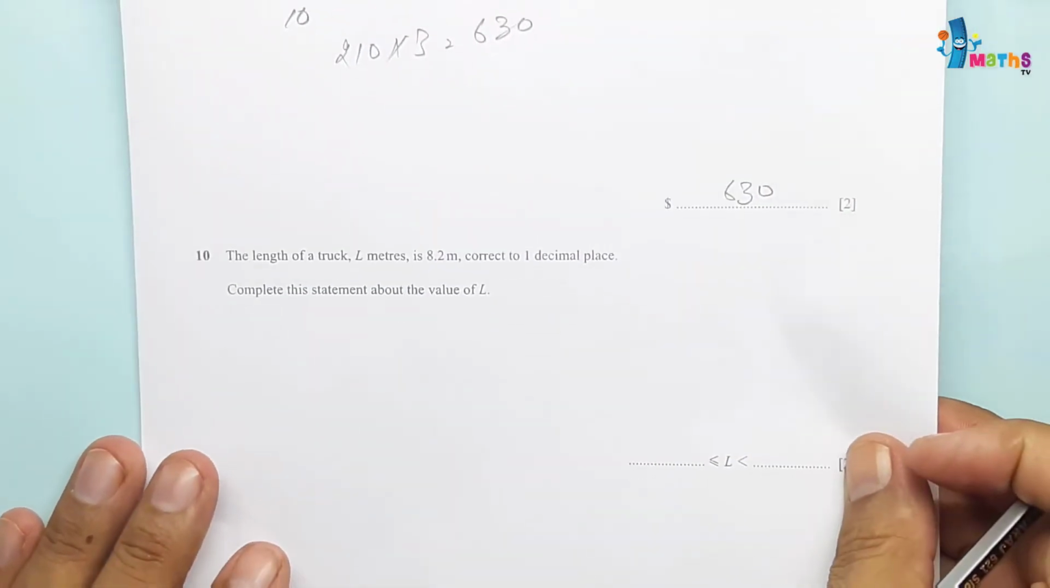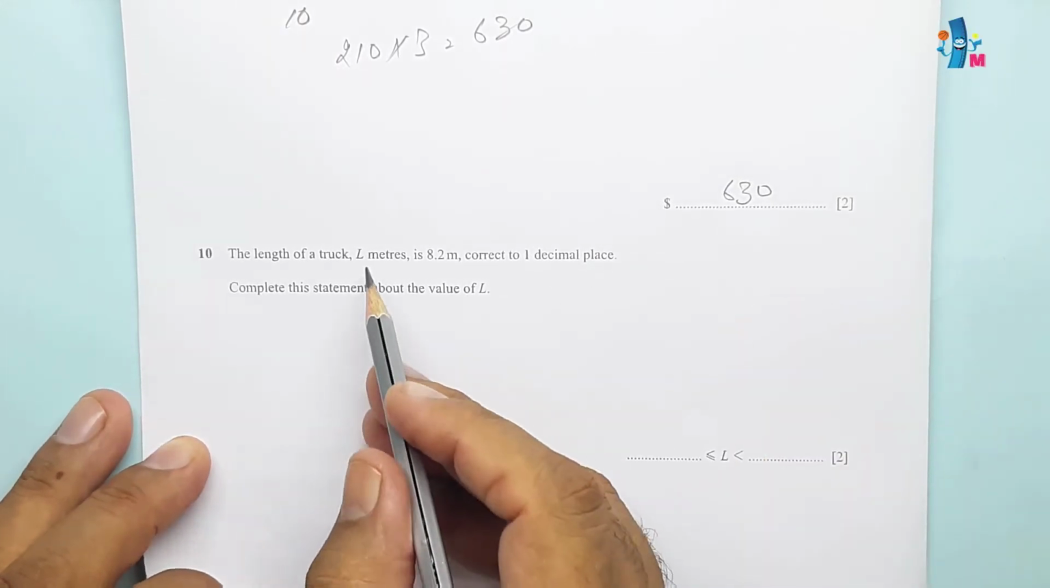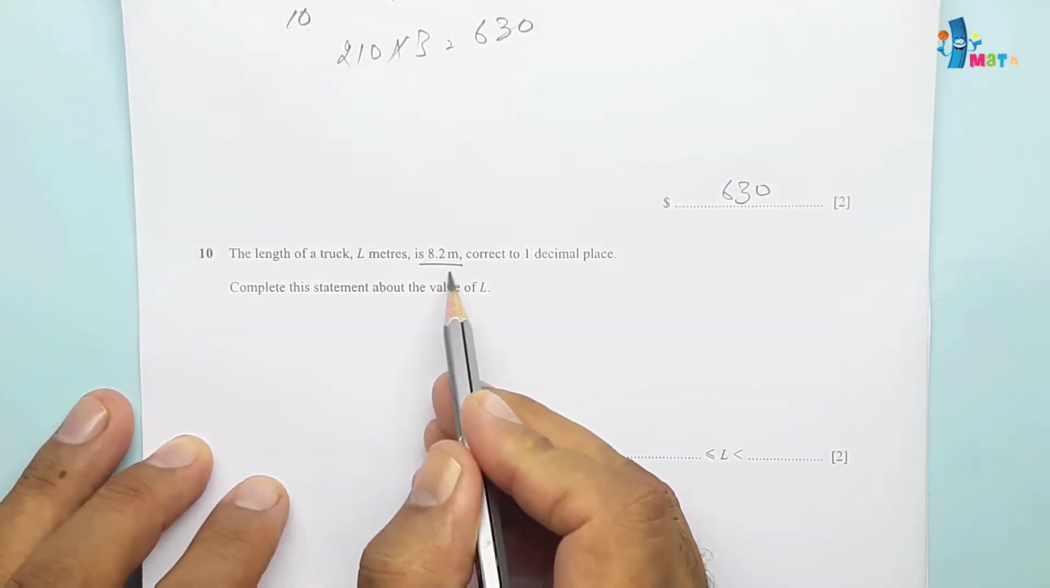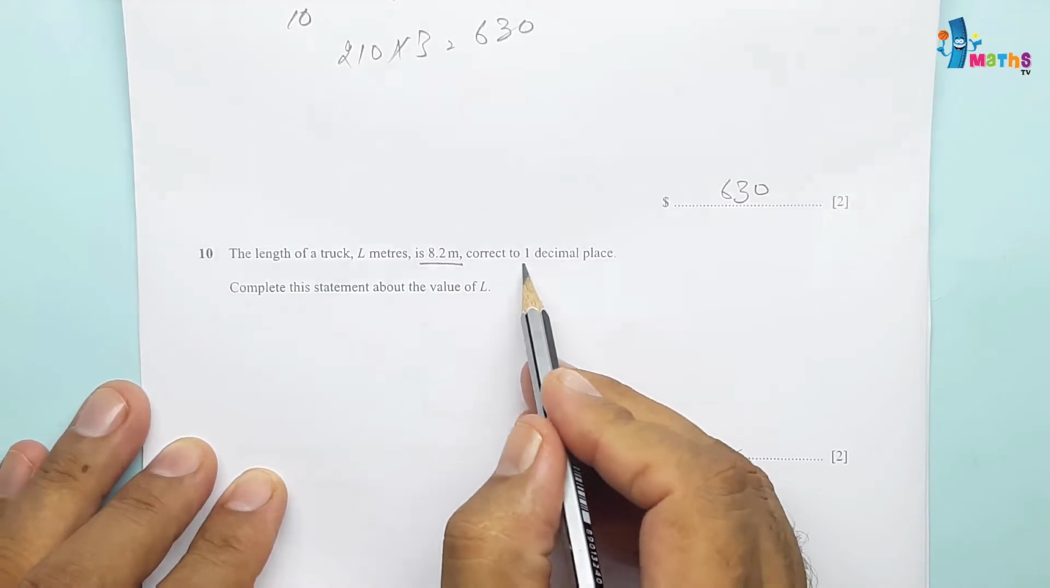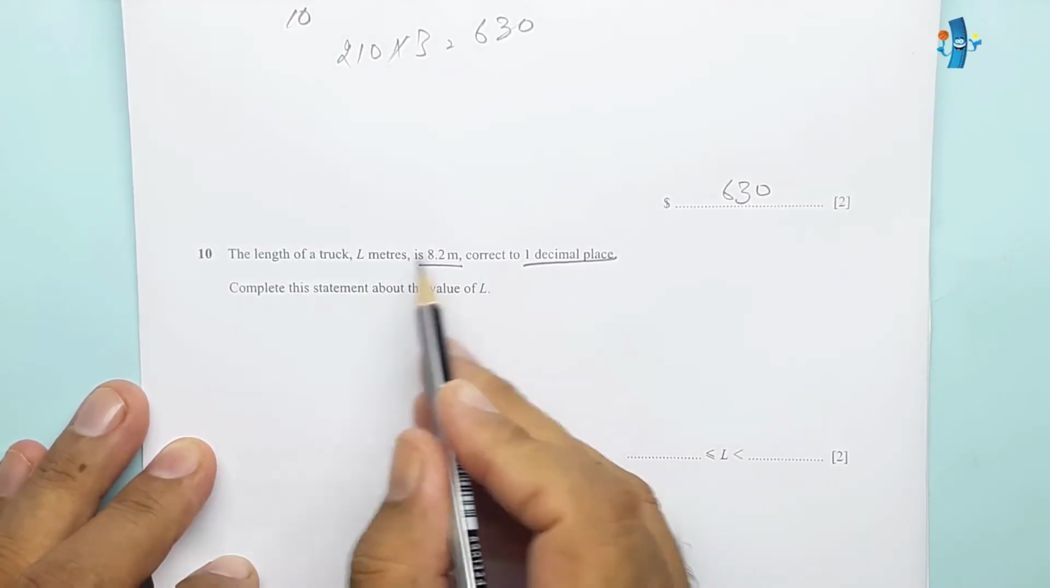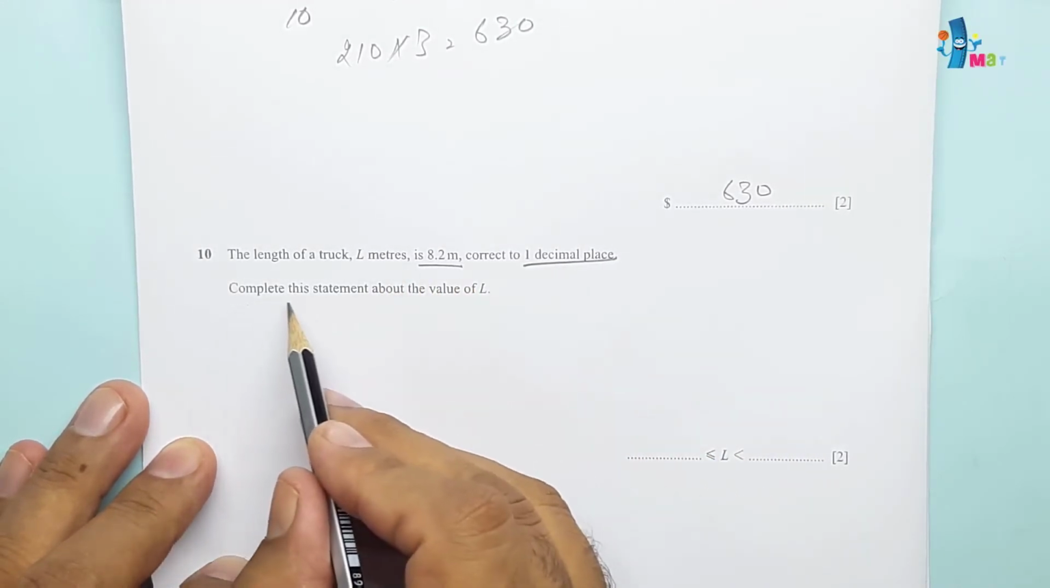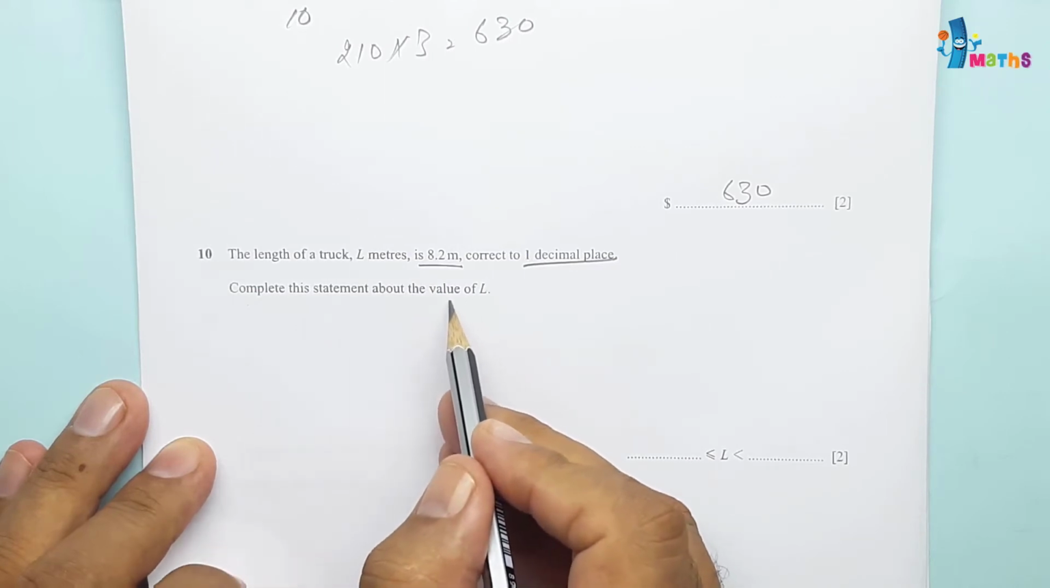Question number 10. The length of a truck, L meters, is 8.2 meters, correct to one decimal place. This is a lower bound, upper bound question. Complete this statement about the L.